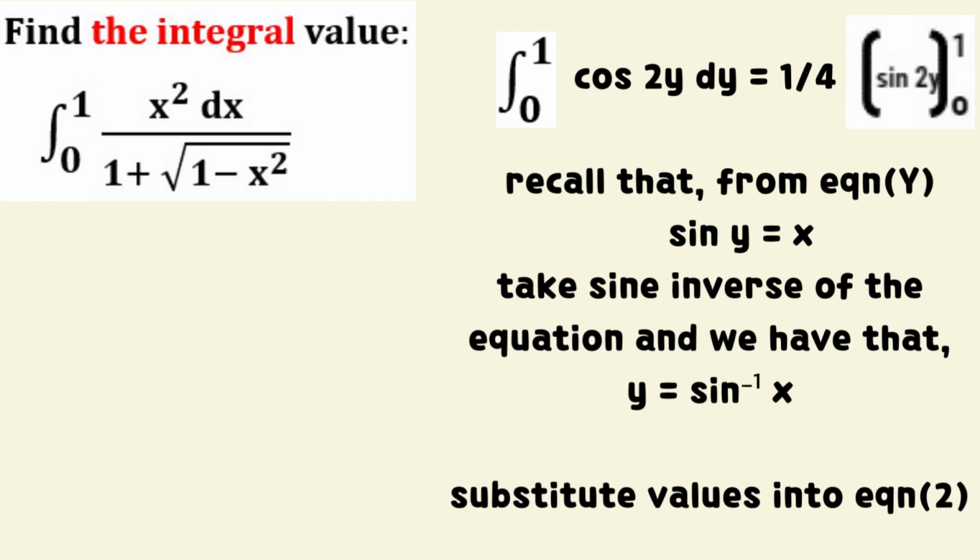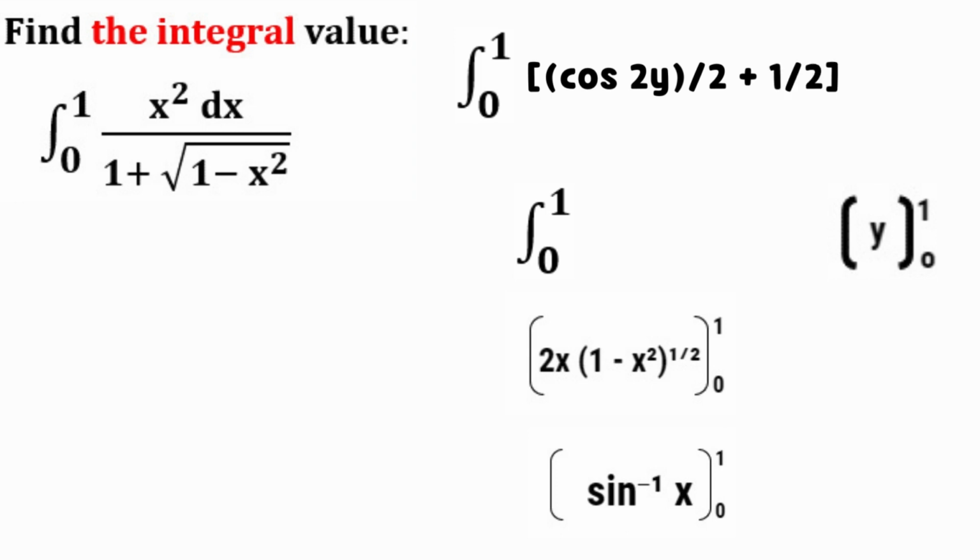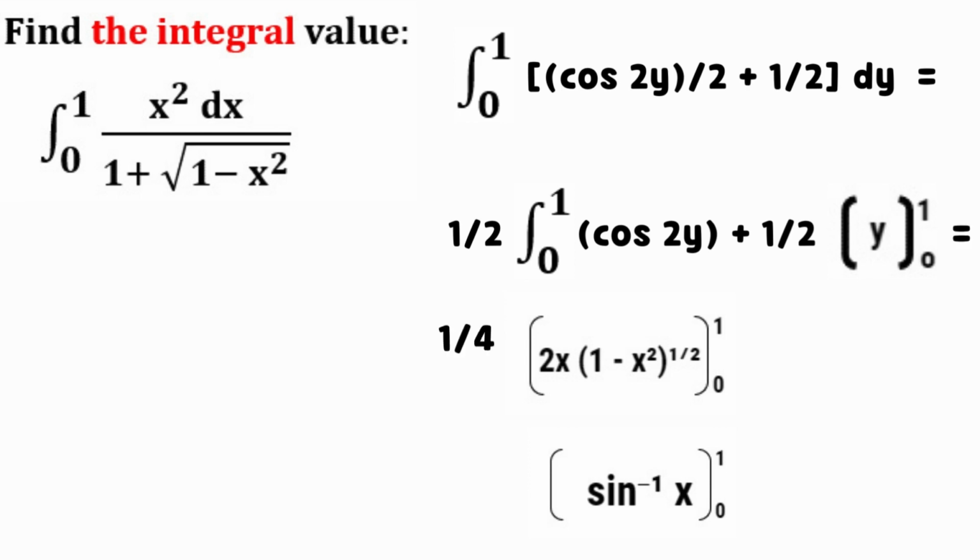Take the sine inverse of the equation and we have that y equals sine inverse x. Substitute values into equation 2. Solving the decomposed form of cosine square y with respect to y equals the sum of the product of 1 over 4, 2x and the square root of 1 minus the square of x, and the product of half and sine inverse of x.